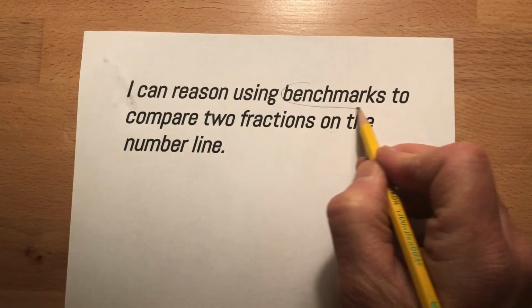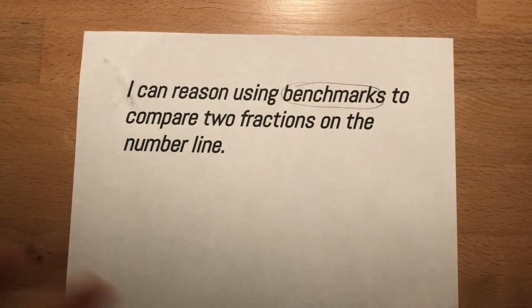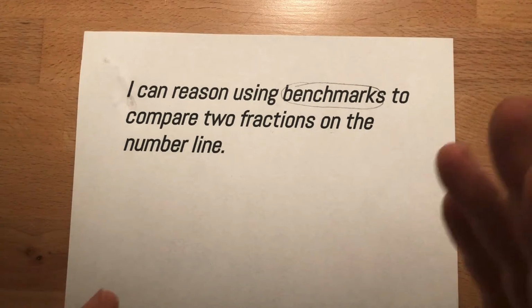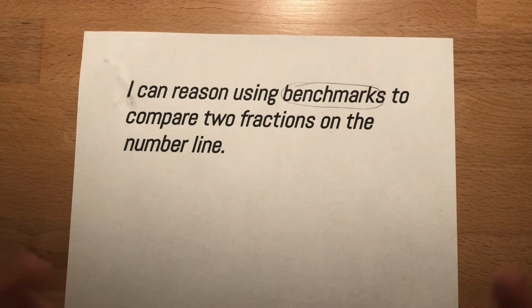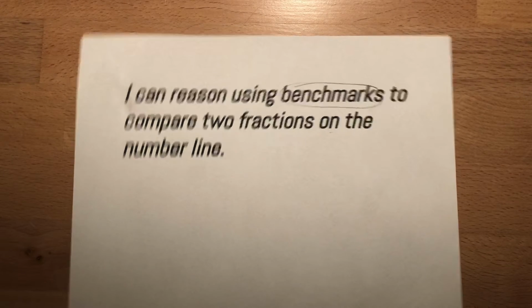Benchmarks are things like zero. I know what a zero is. Zero is nothing. One is a whole number, right? And I know half. Half is just splitting something into half, all right? And I can compare two fractions about which one is bigger than the other. I can compare them like greater than or less than or equal to by using a number line. So how are we going to do that?